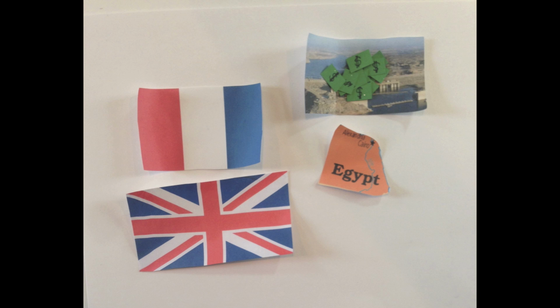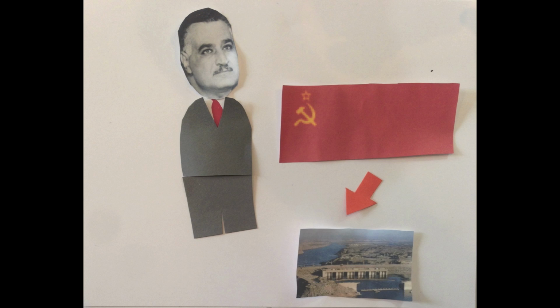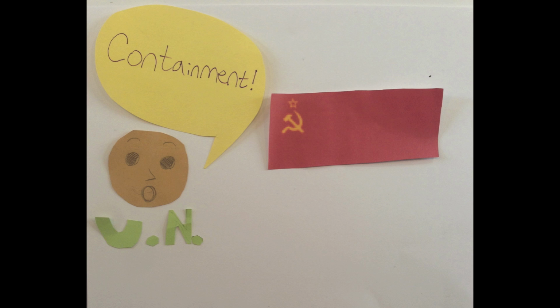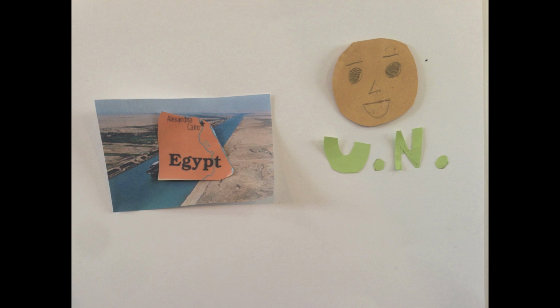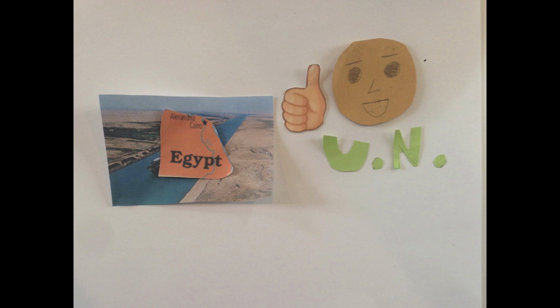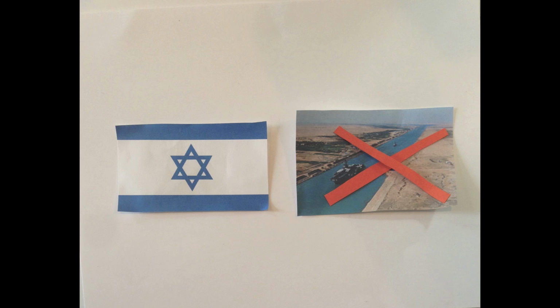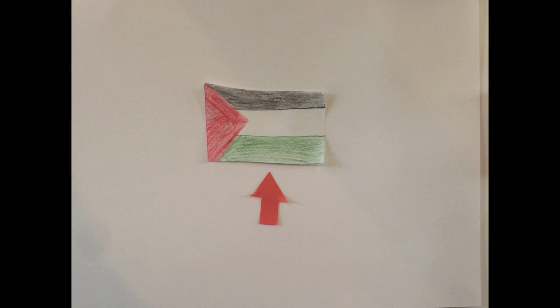pay for the dam. Nasser also reached out to the USSR to back the dam, which the United Nations could not accept for the sake of containment. Also wanting to use the canal, Israeli troops invaded Egypt. Egypt was allowed to nationalize the Suez Canal by the United Nations. Great Britain and France lost most of their Middle East influence, and Israel lost its freedom to use the canal. Nasser was a hero to Egypt and the Arab world, and Palestinian nationalism soared.